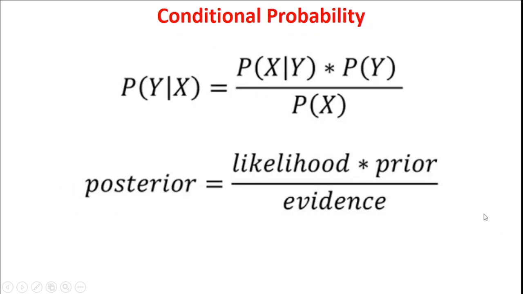How does this come? It comes as an extended version of conditional probability. The probability of y given x is equal to the probability of x given y into the probability of y, divided by the probability of x. In other terms, we can call this the posterior term, and this probability of x given y we call the likelihood, the probability of y we call the prior, and the probability of x we call the evidence.